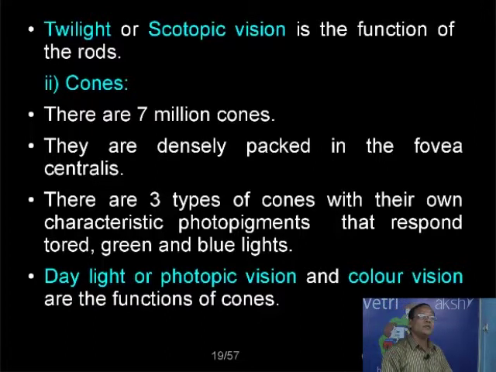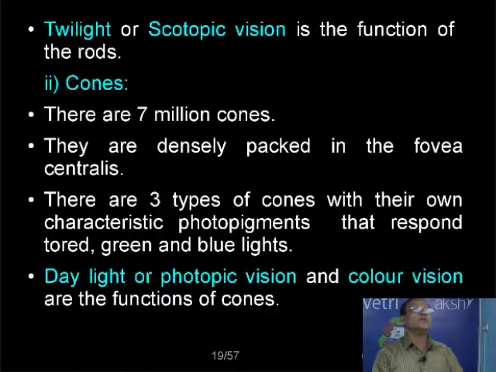Then about the cones. There are 7 million cones in contrast to the rods, because the rods are responsible for seeing an object in dim light. That is why they are more in number, to perceive the light. But we see objects with the help of cones in bright light. That is why the number of cones is less. So there are 120 million rods and 7 million cones. And these cones, as I mentioned already, are densely packed in the fovea centralis, a midpoint in the fovea or yellow spot or area centralis.